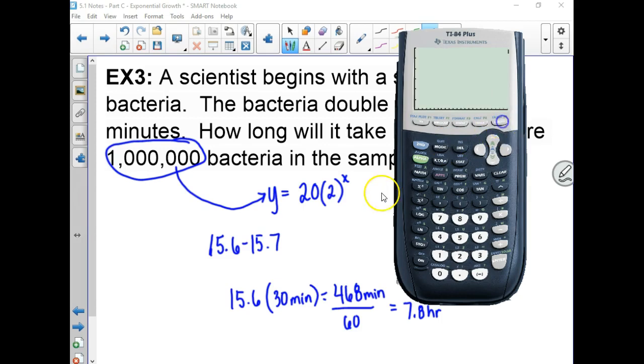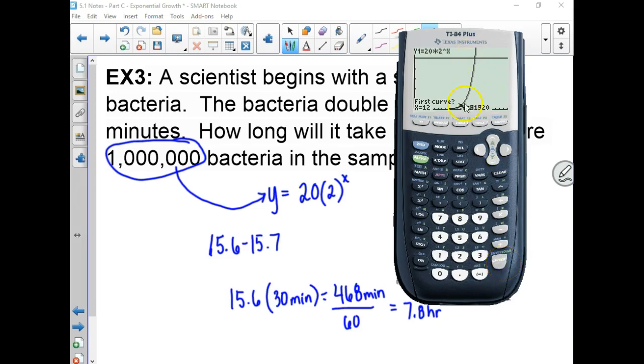So now if I go to my graph, I can see my exponential function, and then in here comes the line right there at 1 million. So what I'm looking for is this point right here where those two lines intersect. Our calculator can find that for us. So if we do second trace, we're going to pick number 5, which is intersect.